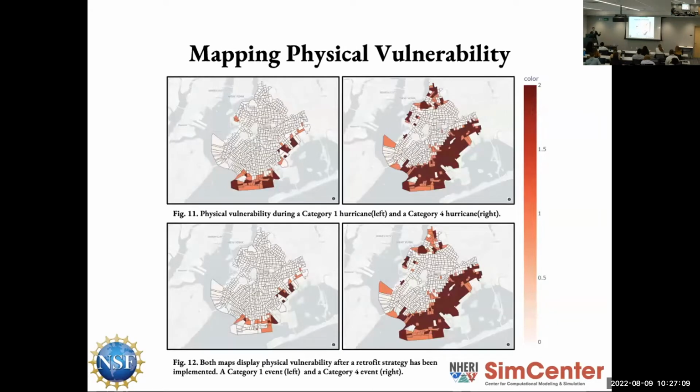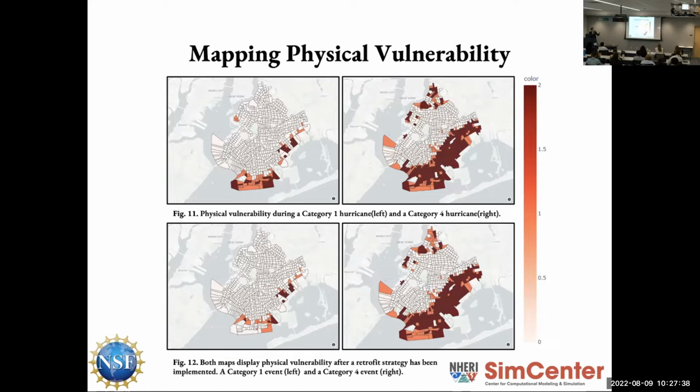Now the maps, the most exciting part. Here is just the mapping of physical vulnerability. To the top left, that's a Category 1 hurricane, and then to the top right, that's a Category 4 hurricane. This is only with the 2 indicators for physical vulnerability we talked about before. So the pinkish area means just one physical vulnerability indicator was prominent in the exceeded threshold.